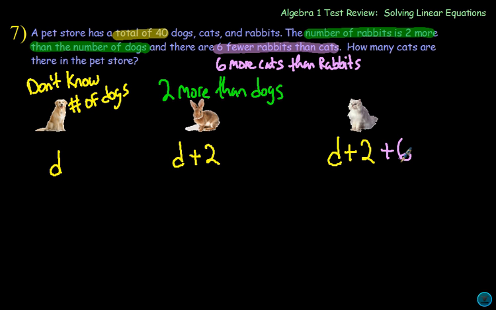Now let's go back to that number from the very beginning. It said a total of 40. So what we're saying is that if you took the number of dogs plus the number of rabbits plus the number of cats, and you added all of those things together, it would give you 40.